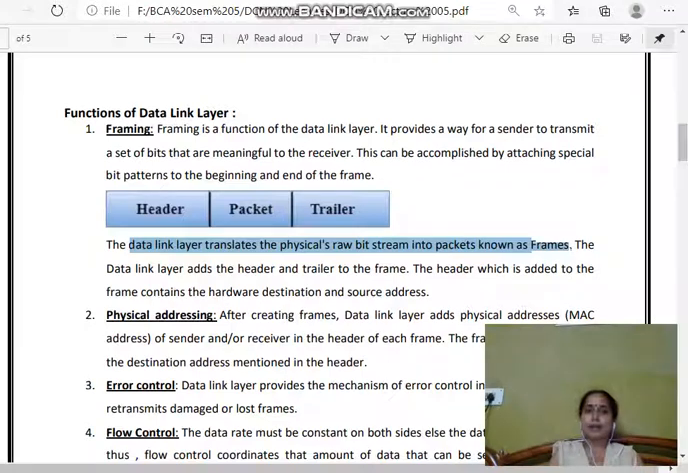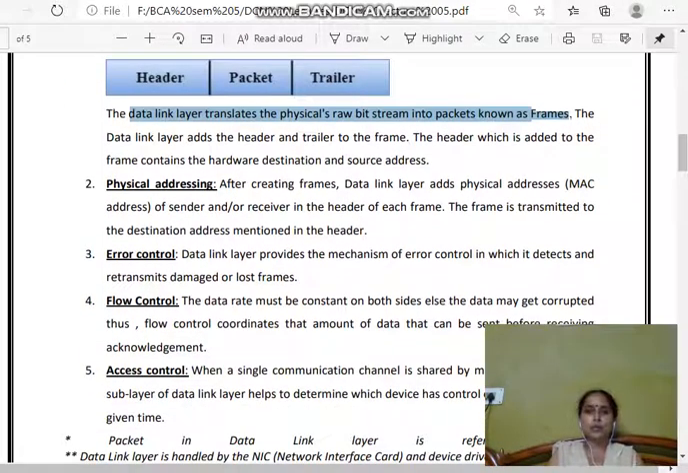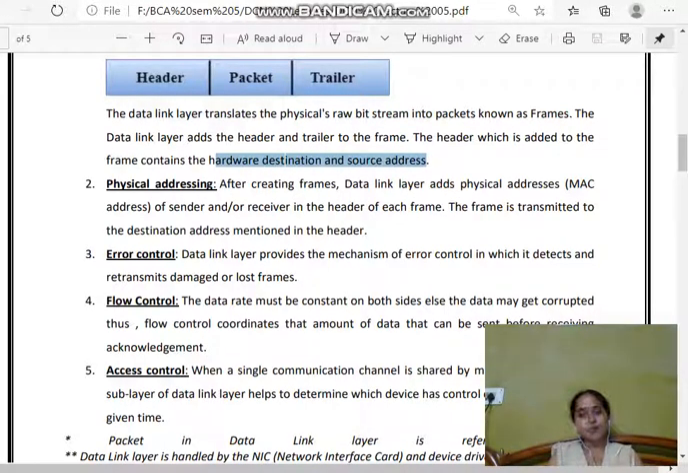And in the data link layer, these packets that are received as an output from the transport layer are transformed into frames. It is written, the data link layer translates the physical raw bit stream into packets known as frames. The data link layer adds the header and trailer to the frame. The header which is added to the frame contains the hardware destination and source address, that is the MAC address of the source machine and the MAC address of the destination machine.